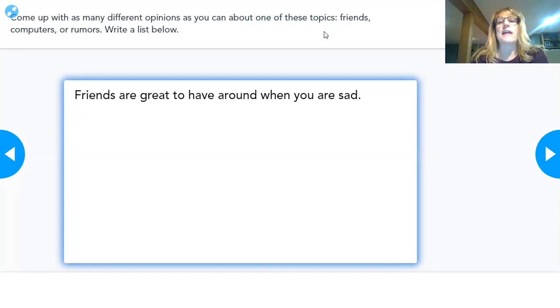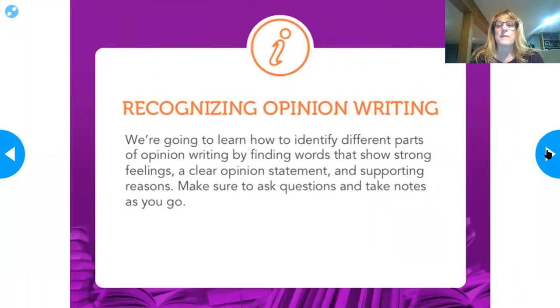Now you can select friends, and you can continue to write as many as you can, or you can select computers or rumors. And when you're all finished writing with as many as you can, you're going to come over here and click the blue arrow. And then it'll save it, and your teacher will be able to see what you've written.